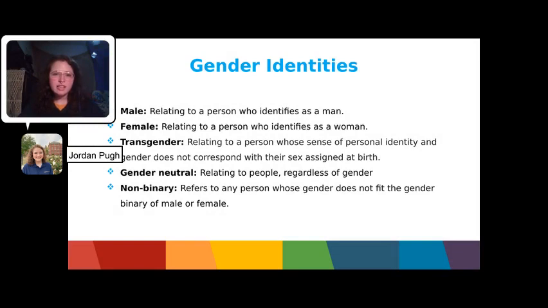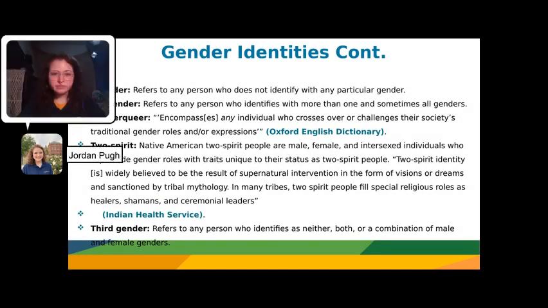Commonly listed gender identities include non-binary, which refers to any person whose gender does not fit the gender binary of male or female. Continuing, agender refers to a person who does not identify with any particular gender. Someone who identifies as pangender identifies with more than one and sometimes all genders. Genderqueer, as defined by the Oxford English Dictionary, encompasses any individual who crosses over or challenges their society's traditional gender roles or expectations.